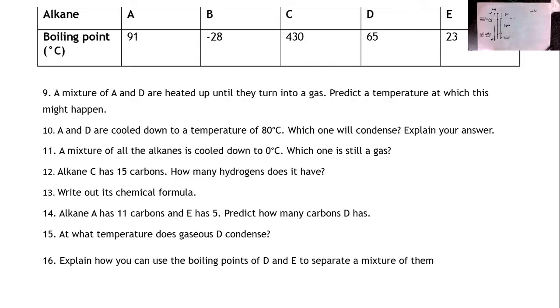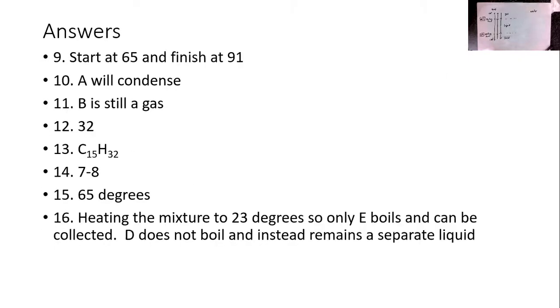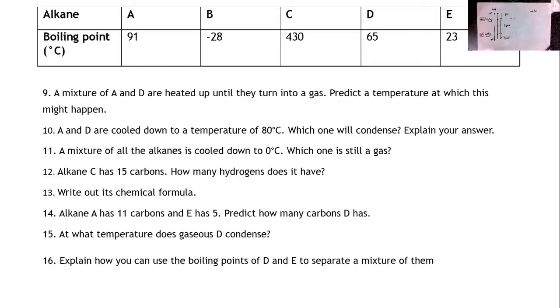So technically, you're going to start turning into a gas at 65, and you're going to keep turning into a gas until you get to 91. So what I have written here is starts at 65 and finishes at 91. 10. A and D are cooled down to a temperature of 80. Which one will condense? Well, hopefully you can see that the boiling point of A is 91. That means it will turn into a liquid again at 91.